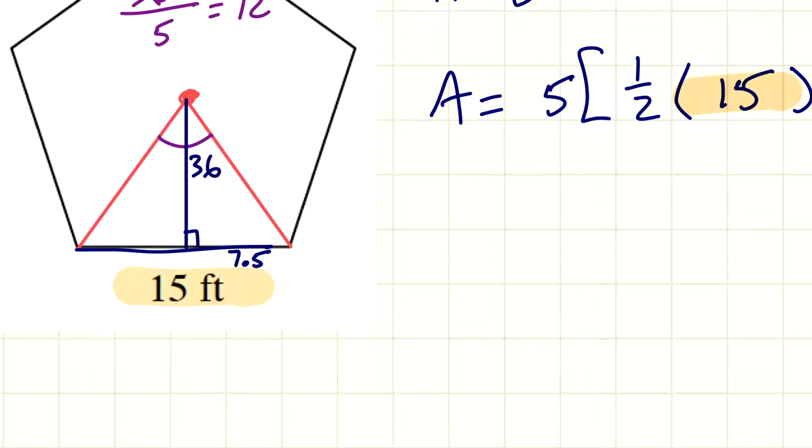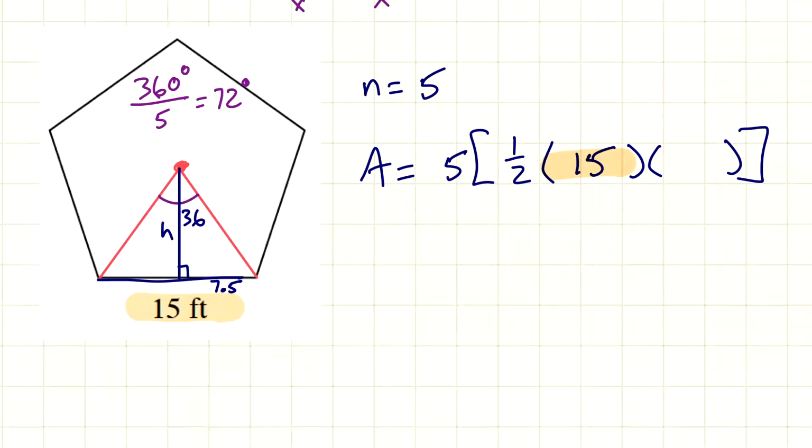And we're trying to figure out what our height is. All right, so we're going to use trig. This is going to be opposite of 36 is 7.5, and we're looking for the adjacent. So again, we're going to use our tangent ratio. So tangent of 36 is equal to 7.5 over h. In this case, the h is on the bottom, so try not to mix that up.